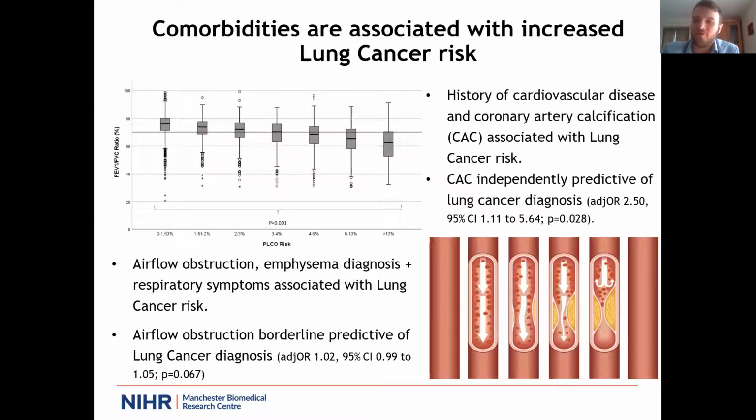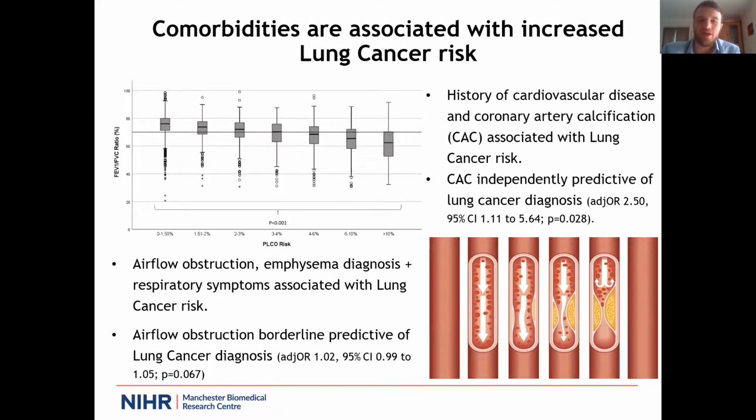Finally, cardiovascular disease and coronary artery calcification, which is clogging of the coronary artery, is also associated with lung cancer risk. So other measures of how ill someone is. And also the coronary artery calcification was independently predictive of lung cancer diagnosis, and that was significant, and there's also much less literature around about that. So that was quite an interesting finding.